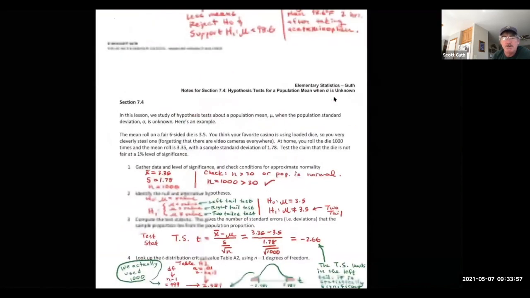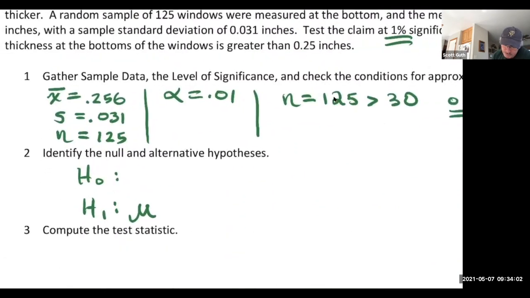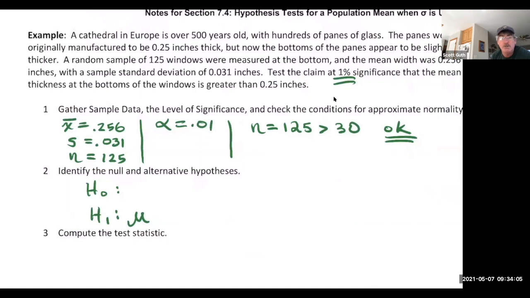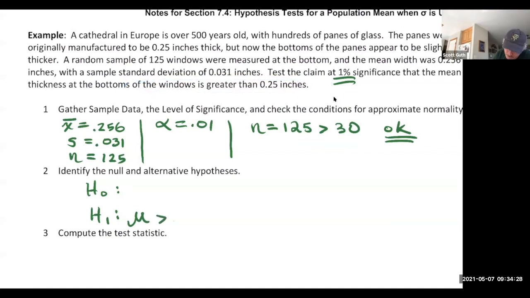Okay, so this is a different problem though. So it's not going to be 3.5, and it's not necessarily going to be a not equal. So look at the claim in the very last line, and then just tell me what to write. Anybody? Greater than 0.25. Yep. So we're going to say the mean is greater than 0.25, and in the null hypothesis, the mean is just equal to 0.25.